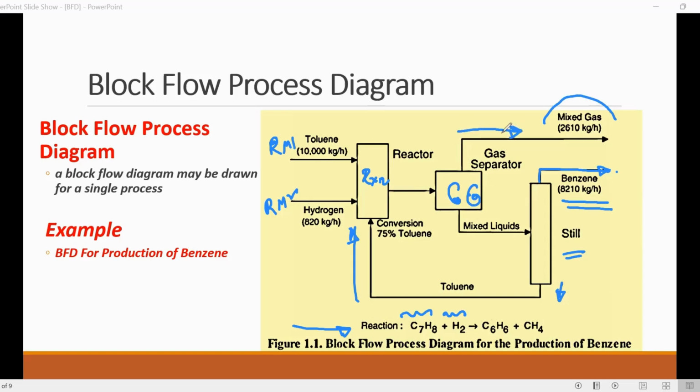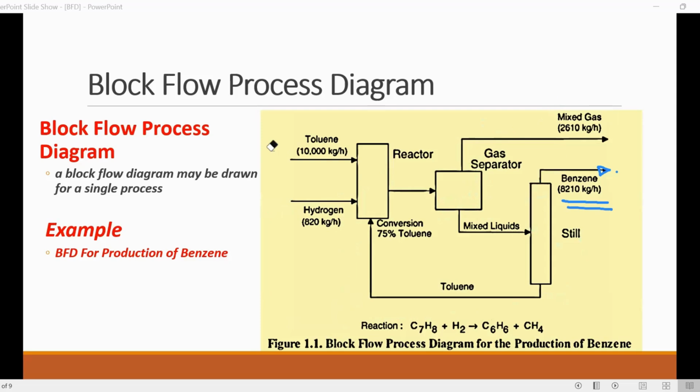But everywhere you see there are quantities. A particular block is also understood if you know the process thoroughly. Okay, right. So this is a broader view of the process, a single process, that means production of benzene from toluene.